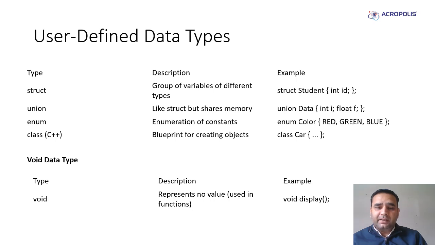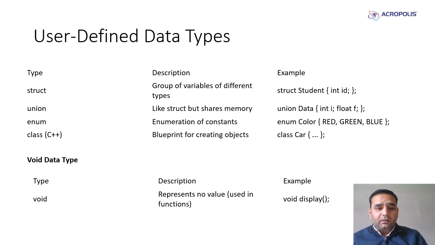unions are like structures, but they share the memory. Enumerations, that is the enumeration of constants. Examples are also given here. And in C++, we have classes. So what is a class? It is a blueprint for creating objects.